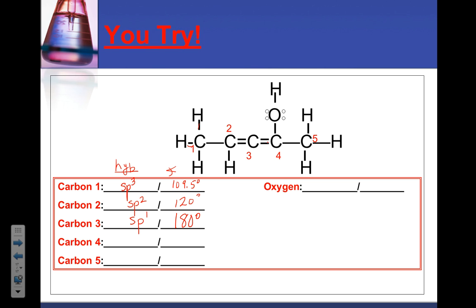Carbon number 4. Let's look at this carbon. There's something on 3 sides of him. So sp, p, p. sp2 is his hybridization. This is a trigonal planar part of the molecule, so you would say 120 degrees.